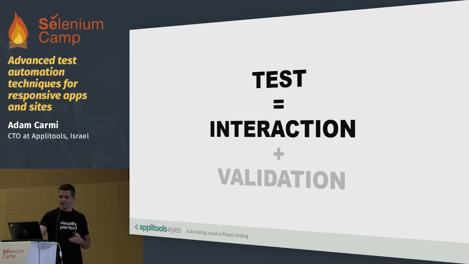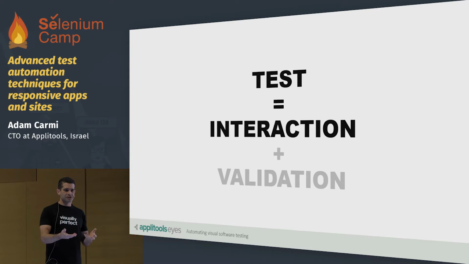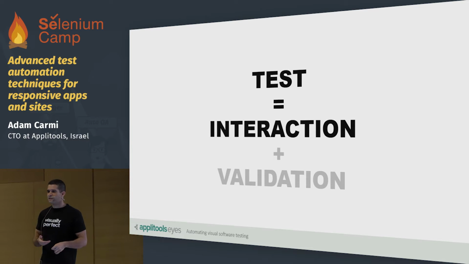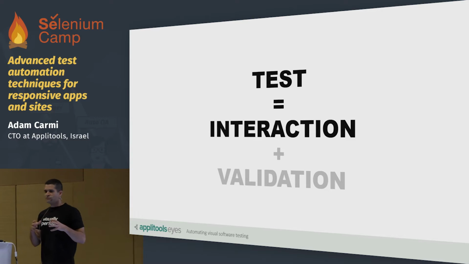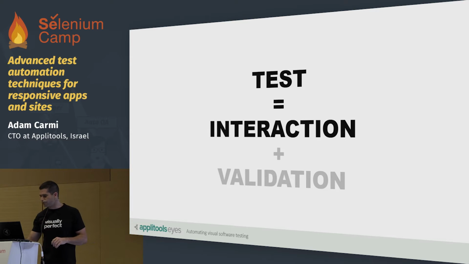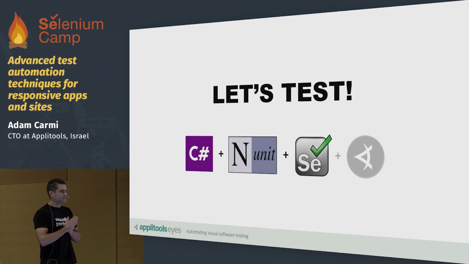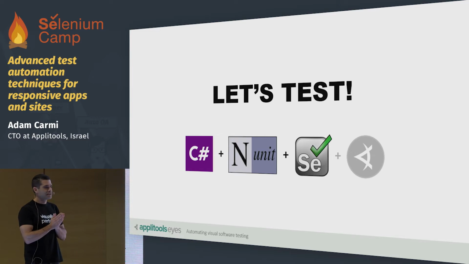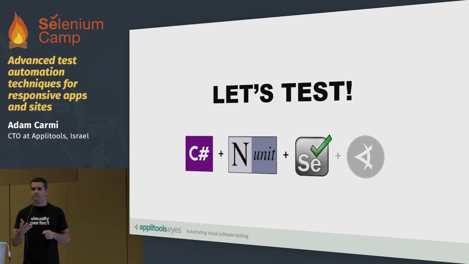So enough with the slides. Let's start coding. As you all know, every test consists of interactions that simulate the user actions and provide input to the application under test, and validations that actually get the output and verify that it is as expected. So right now, we're going to focus just on interactions, and we'll talk about validations later on in the talk. And I'm going to use C# for coding the tests. I'll use NUnit to organize the tests and execute them. And I'll be using Selenium to automate the browser.